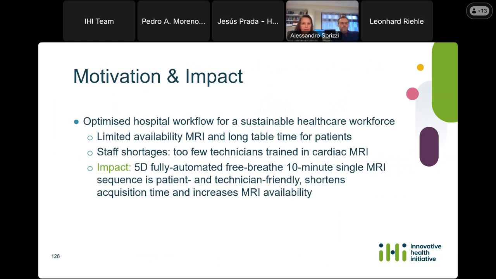There is limited availability of cardiac MRI slots and trained technicians, and the scan times currently are relatively long. A fully automatic, free-breathing 10-minute single MRI sequence is patient-friendly and technician-friendly and would shorten acquisition time substantially and would increase MR availability, as at least 3 patients could undergo a cardiac MRI in the current MRI time slot. Next slide, please.